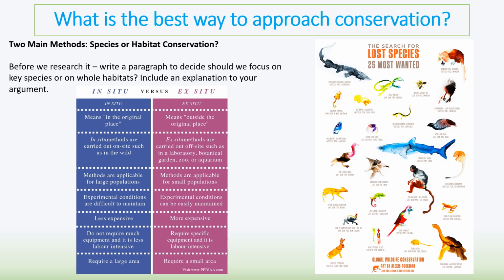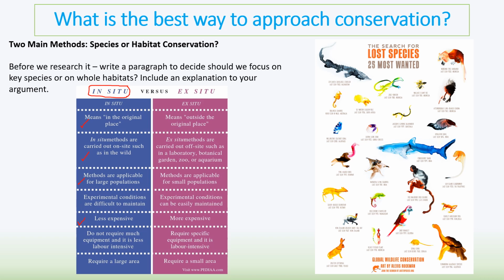So then we want to conserve, but what is the best way to conserve? Well, there are two types of biodiversity conservation you can split it into. The first type is in situ conservation, and in situ means in the original place. It's carried out in areas of the wild, and it's used for large populations. It is often less expensive, because you conserve a high number of species for less money, but it does require a large area.